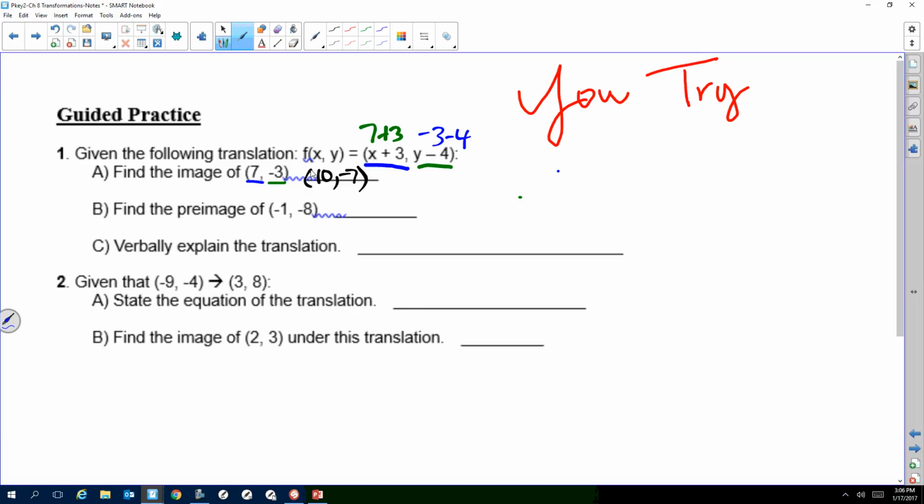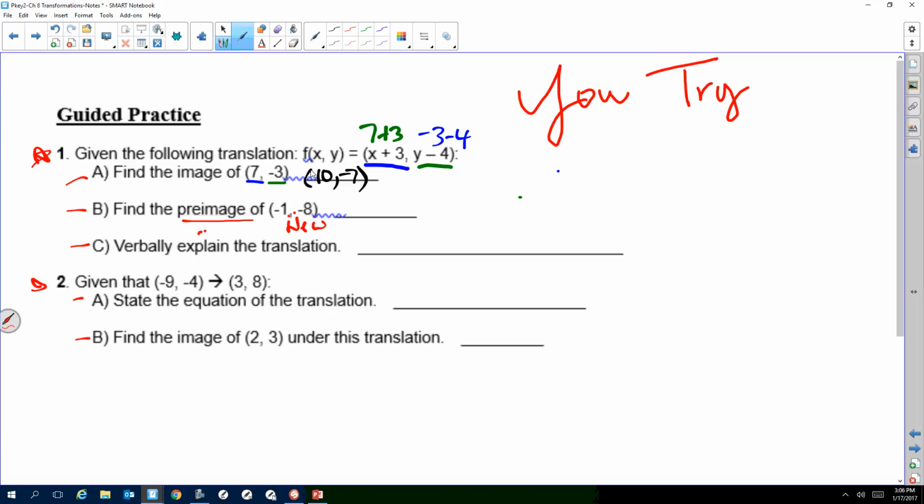Okay, so find the pre-image. All of these are the guided practice here. All of these are test-like, even each section. Okay, so if this is the pre-image, is this the original or is that the new? We're trying to find the pre-image. So we're trying to find... This is the new. This is your new. So we're trying to find the original.